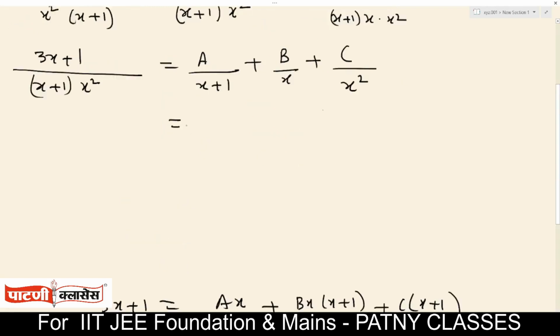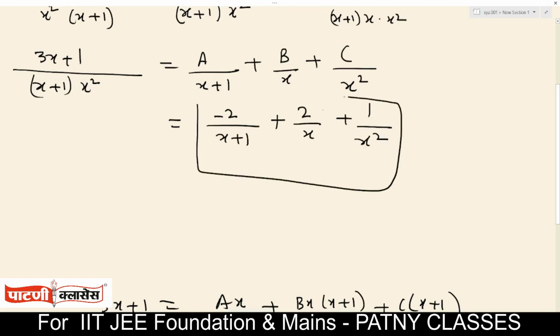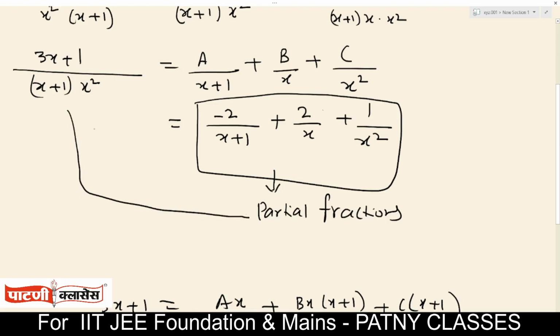Therefore, required partial fractions are minus 2 upon x plus 1, and the b value 2, 2 upon x, and the c value is 1, so 1 upon x square. So these are the required partial fractions of this question. So partial fraction of 3x plus 1 upon x plus 1 into x square are minus 2 upon x plus 1 plus 2 upon x plus 1 upon x square.